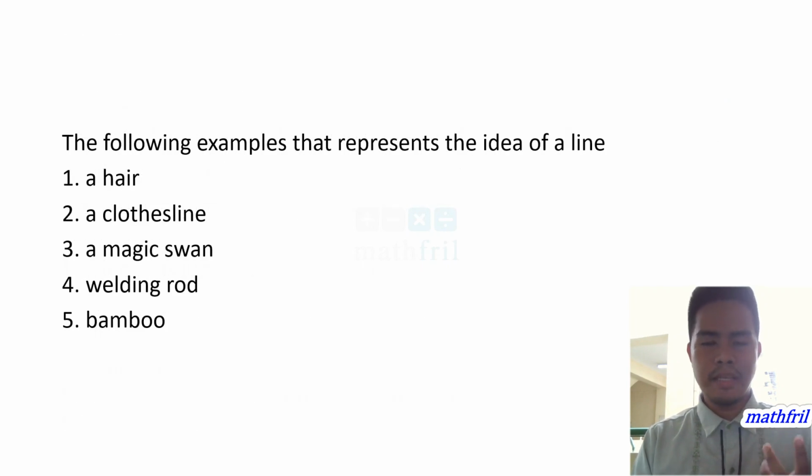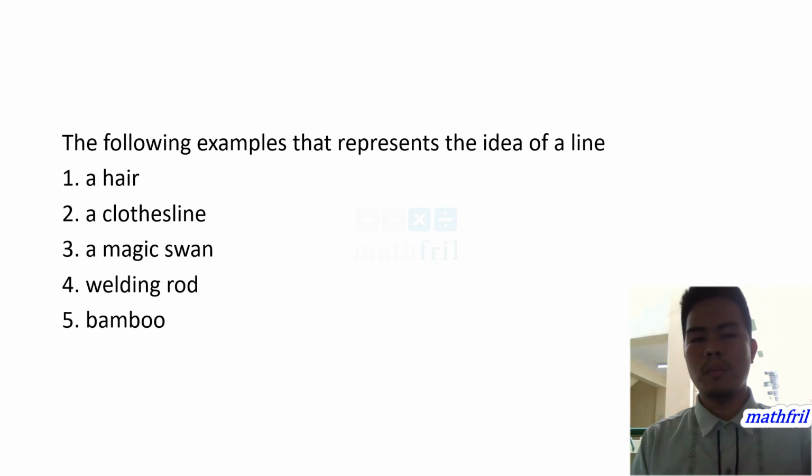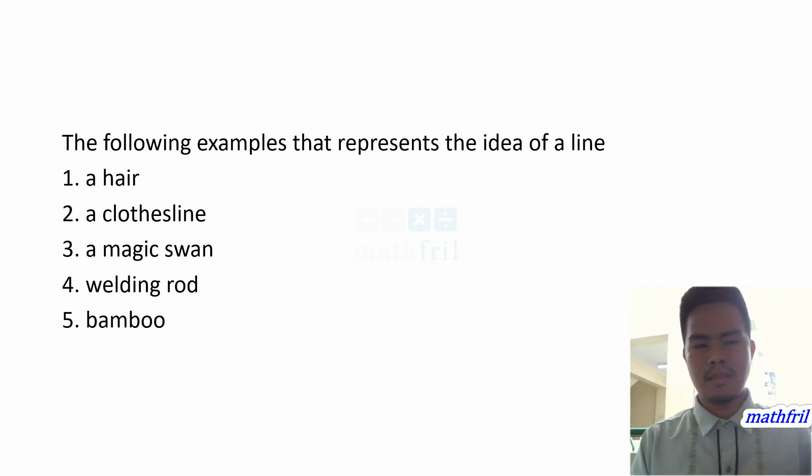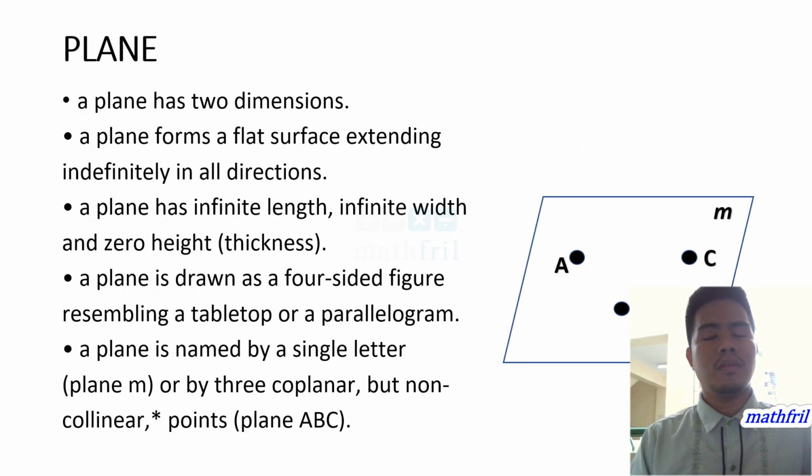The idea of a line can be represented by the following: a hair, clotheslines, a magic swan, a welding rod, and bamboo, and anything that can form a line. Infinite combinations of that. Actually, two points can form one line. Let's have this.